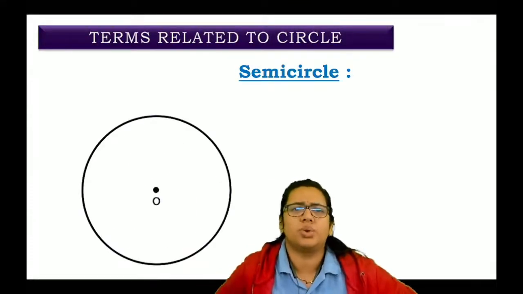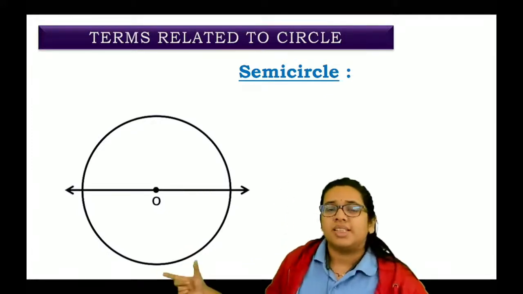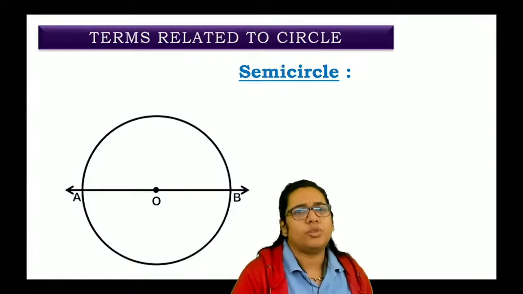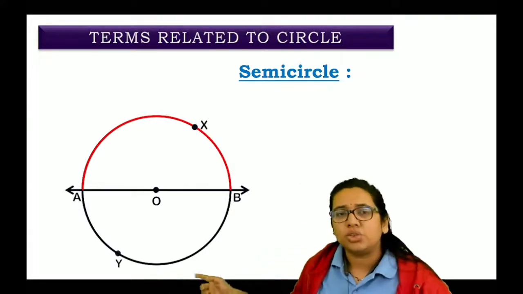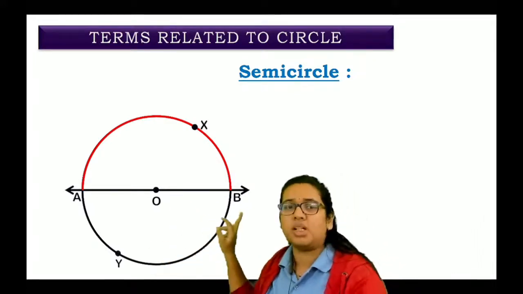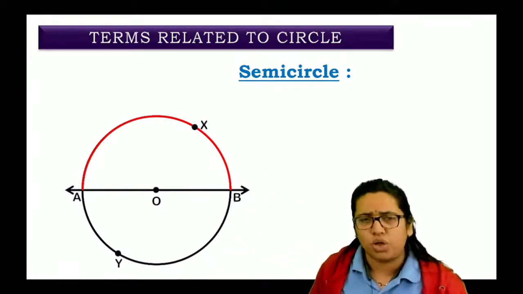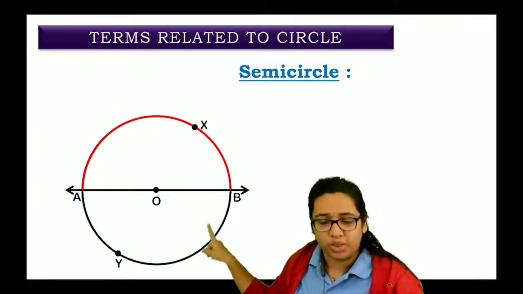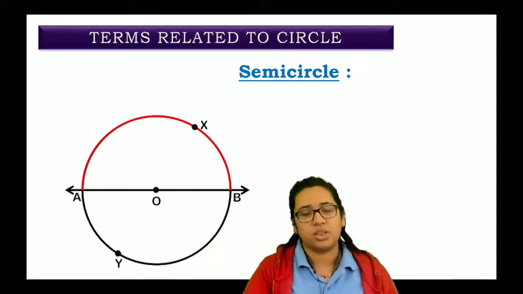Now we'll just go through terms related to circle. Semicircle. What is the meaning of semicircle? Semicircle is nothing but, whatever you have here, first of all, what did you do? For the circle you had, you are drawing a diameter. Diameter is nothing but a chord which is passing through the center.